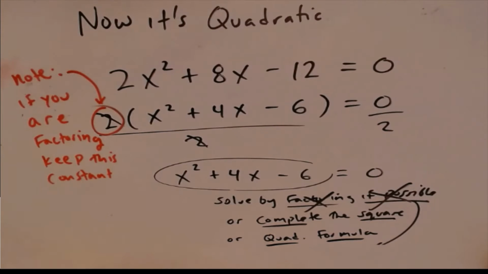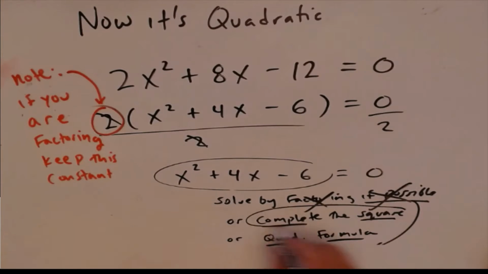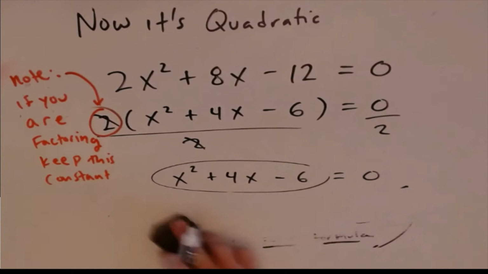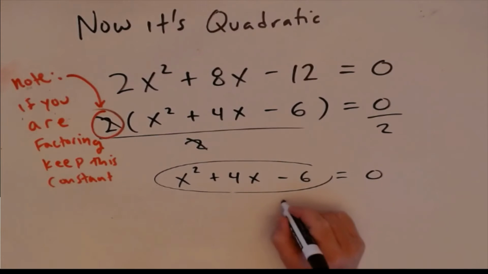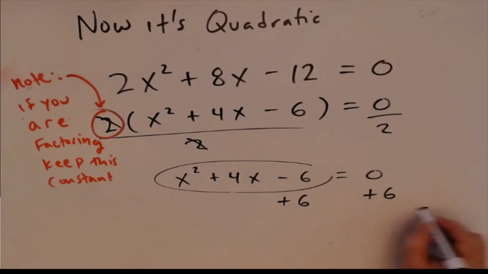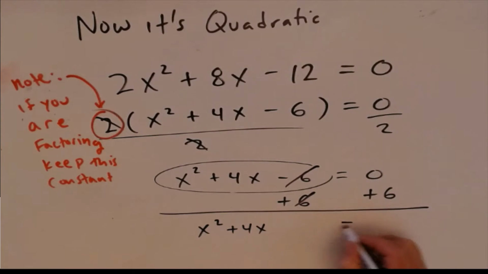Remember way back when we learned this, I think it was chapter 2 or something? My suggestion was if the middle number is even, the b is even, then completing the square is very simple. It's much easier than the quadratic formula. But again, that's a personal choice. I'll leave it to you. So we're going to add 6 to both sides. Leave a blank spot here.